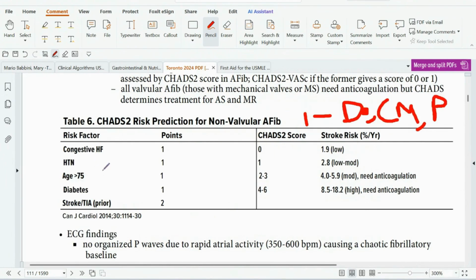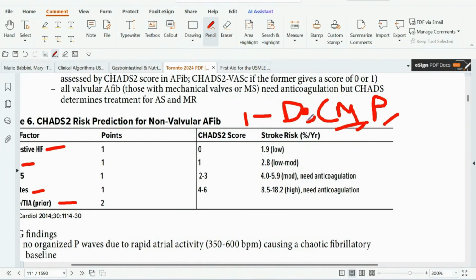For example, let's do demographic. If someone is 75, okay, demographic, right? I can remember that. If someone has diabetes or hypertension or even congestive heart failure, comorbidities, right? If someone has a past history of what? Stroke. I now remember the whole CHADS2 scoring. So this is how you remember it: demographic, comorbidity, and previous history.